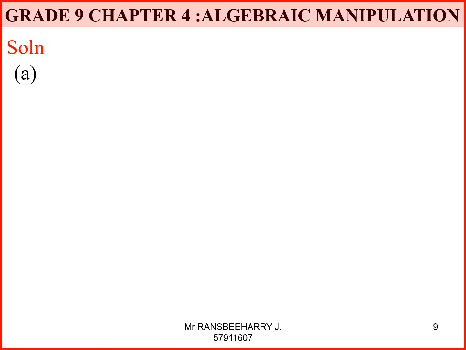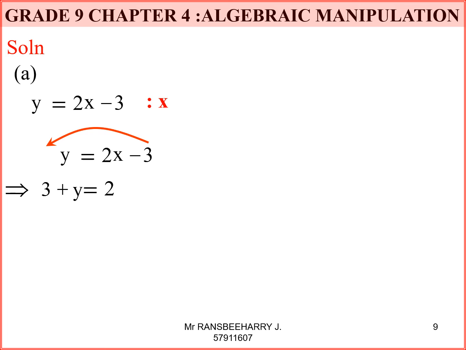Solution. Part A, we have y is equal to 2x minus 3, required to make x subject of formula. So y is equal to 2x minus 3. So minus 3 sent on the other side becomes plus 3. So 3 plus y is equal to 2x. Required to make x subject of formula. So we cross multiply by 2, we obtain x is equal to 3 plus y divided by 2.